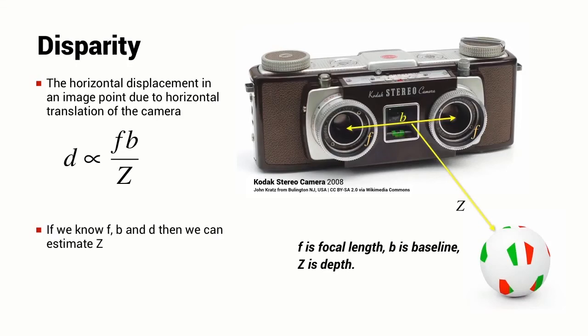So if we know the focal length, we know the baseline, and we know the disparity in the image, then we can estimate Z. This is the fundamental underlying principle of robotic stereo vision, sometimes called computational stereo, and implicitly it's what happens in our own visual system.